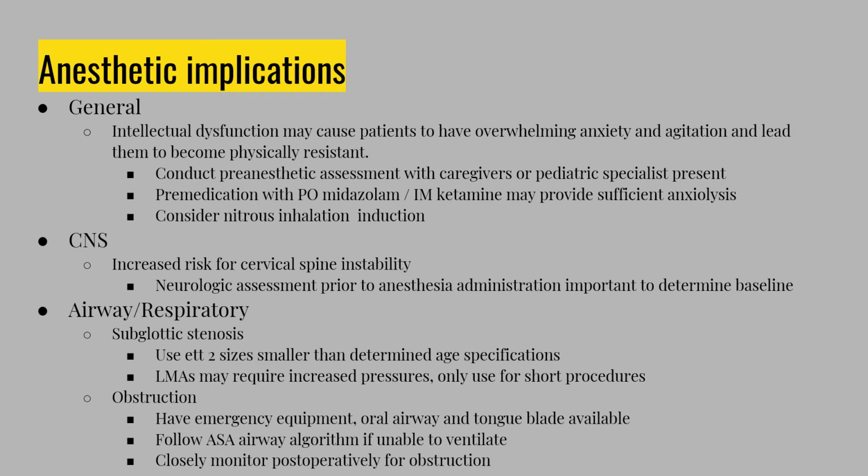Having the necessary equipment for emergency readily available, including multiple sizes and types of airways, blades, tongue blades, oral airways, nasal airways, and surgical airways, closely following the ASA airway algorithm for difficult airway encounters, and close monitoring for obstruction after airway removal can help with prevention and early assessment of difficulty breathing and obstruction to provide the best outcome for this population.